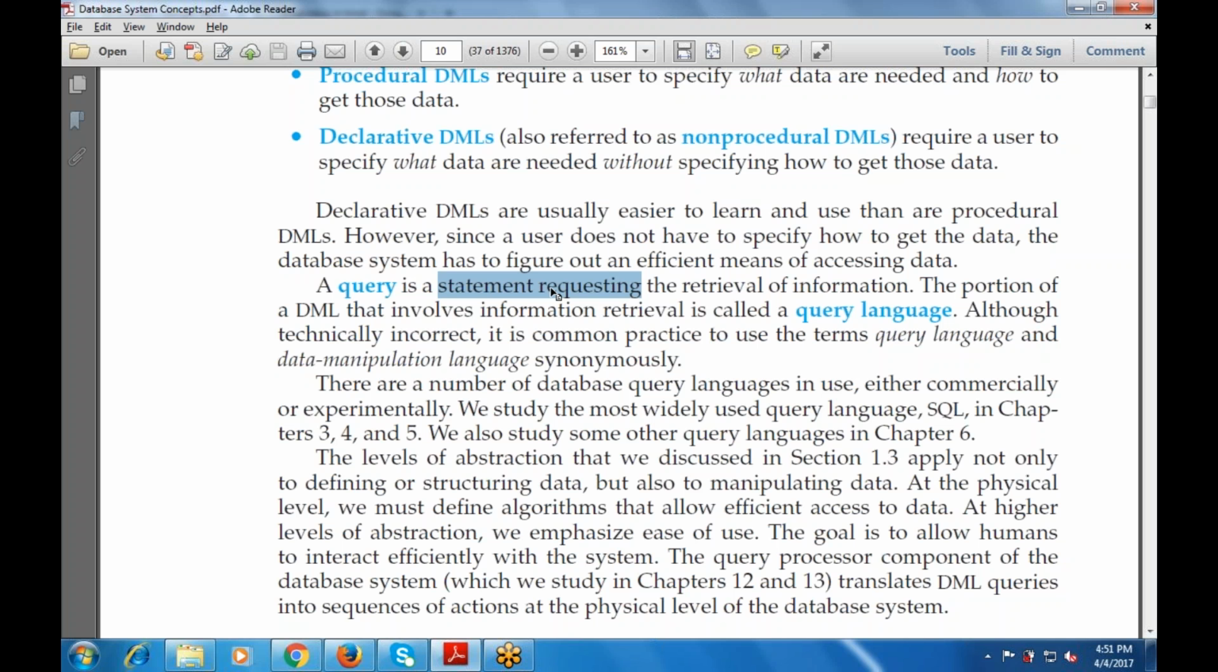Why synonymously? Because query language and DML are the same, and there are a number of database query languages in use either commercially or experimentally, with the widely used standard query language being SQL. The levels of abstraction apply not only to define or structure the data, but also to manipulate the data. At the physical level, we must define the algorithms that allow efficient access to the data. At the high level of abstraction, we emphasize ease of use, and the goal is to allow the human to interact with the system.